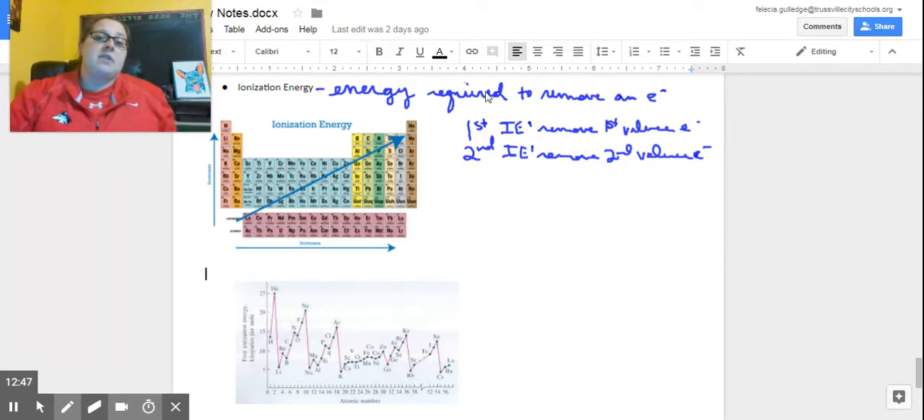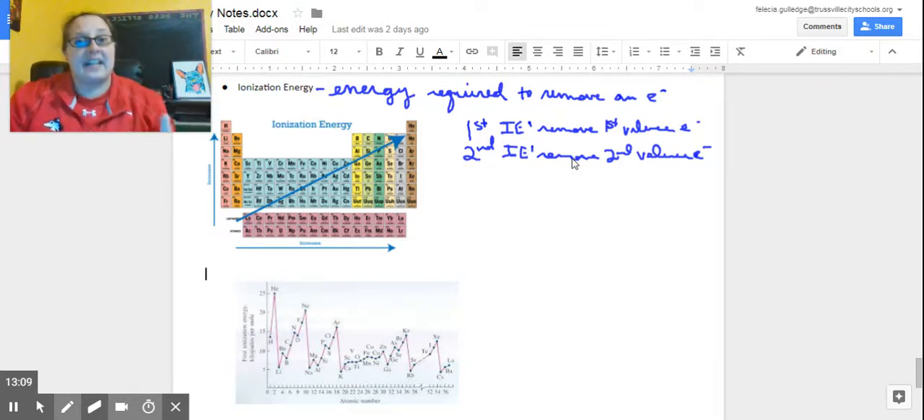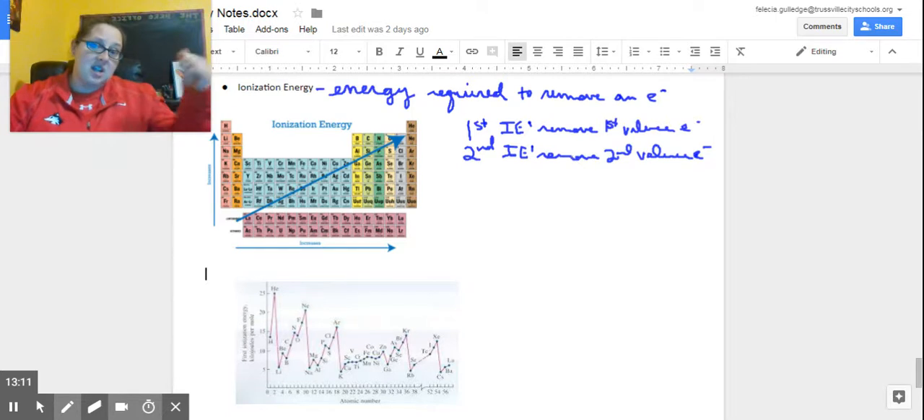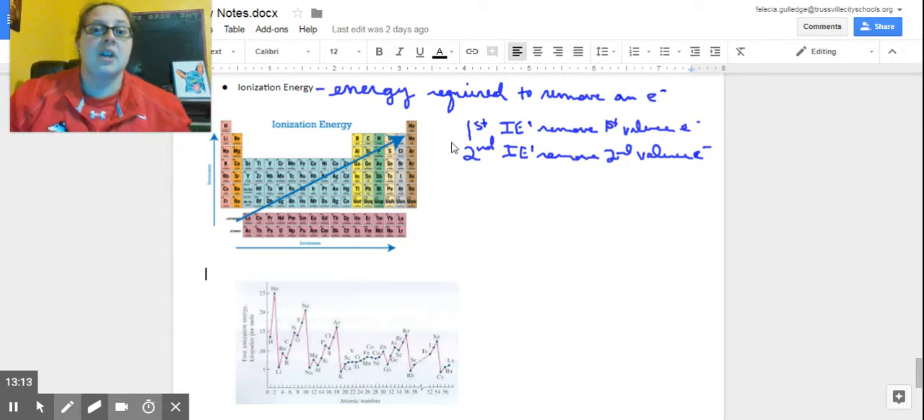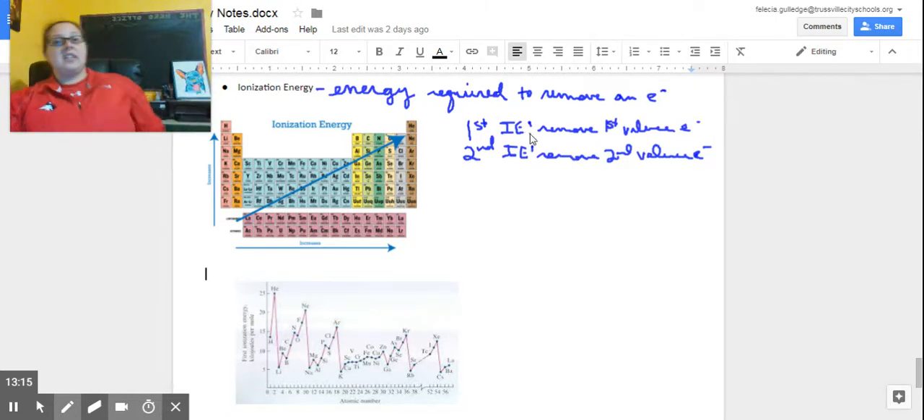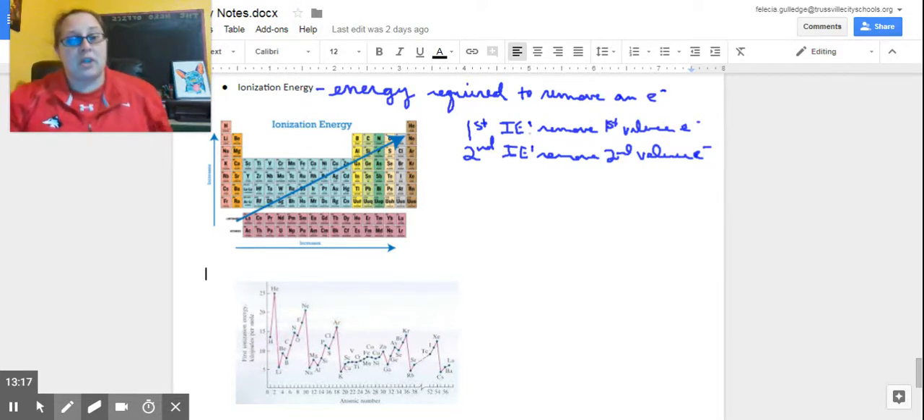You'll see on your free response that you have something called first ionization energy, second ionization energy, and so on. What that means is the first ionization energy removes its first valence electron. So we're taking away its first valence electron. A second ionization energy means now I'm removing that second valence electron. So that first one's gone. Now I'm going to take away that second one. So it's just some terminology that you'll see when you're answering some free response questions.